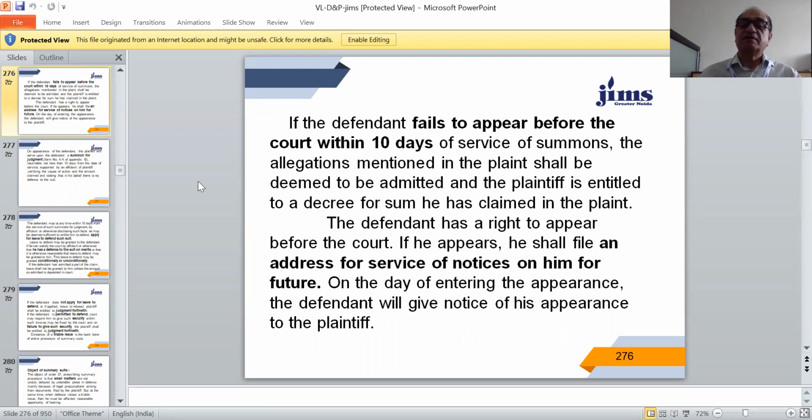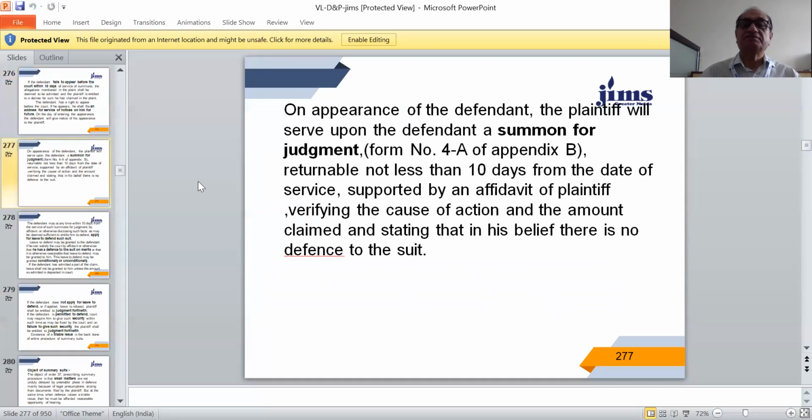He shall appear and file an address for the service of notice on him for future, because maybe after receiving this summons, the defendant might change his address. So on the day of entering the appearance, the defendant will give notice of his appearance to the plaintiff. See, first of all, the plaintiff had sent notice to the defendant for appearance in the court. Now on appearance, defendant will give notice of his appearance to the plaintiff.